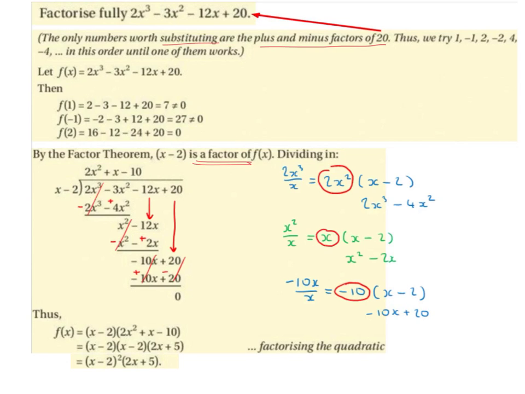So x minus 2 is one factor of 2x cubed minus 3x squared minus 12x plus 20, and 2x squared plus x minus 10 is another factor. So f of x is equal to x minus 2 multiplied by 2x squared plus x minus 10. And we can factorise 2x squared plus x minus 10 to give x minus 2 multiplied by 2x plus 5. Since we have two factors that are both x minus 2, we can simplify this to give us x minus 2 squared times 2x plus 5.